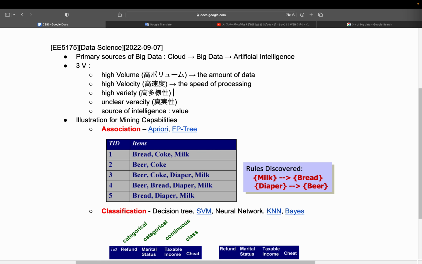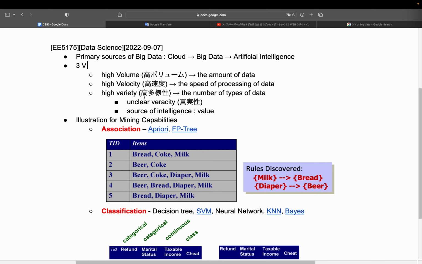And lastly, we have high variety. This is the number of types of data. We can also improvise some, like veracity or value. But basically, there are three dimensions or defining properties of big data: volume, the amount; velocity, the speed; and variety, the number of types.